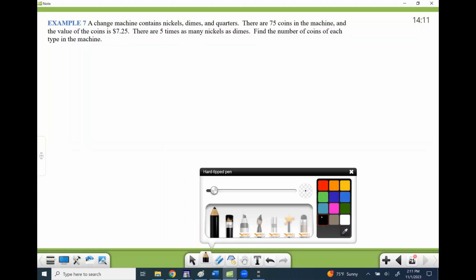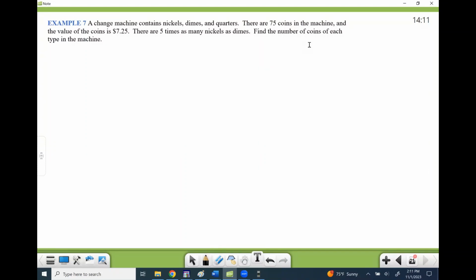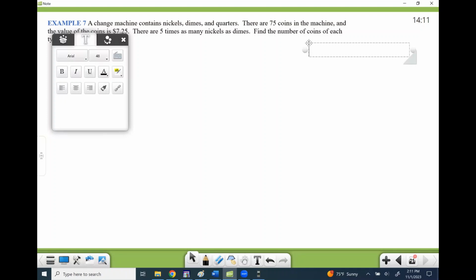Okay. So if we were to define our variables, I would probably use N, D, and Q, right? So N is going to stand for the number of nickels. And then D is going to equal the number of dimes. And Q is going to equal, of course, the number of quarters.